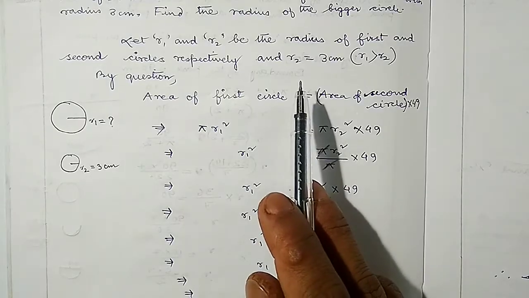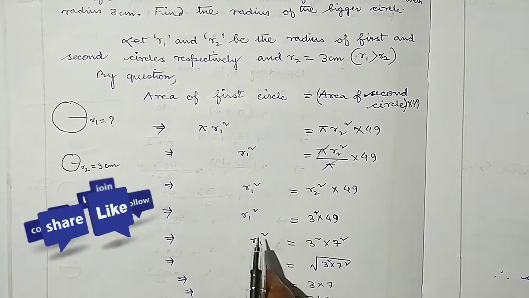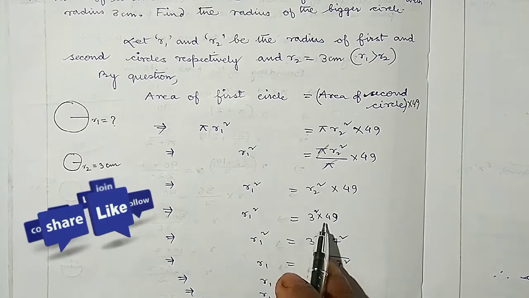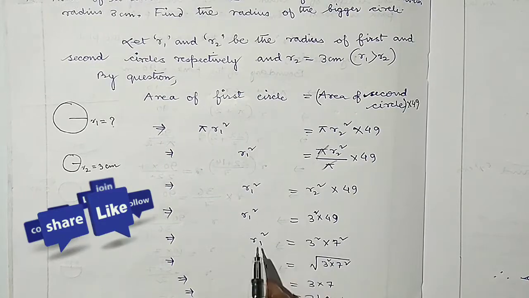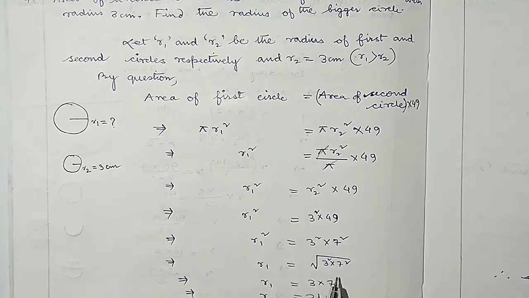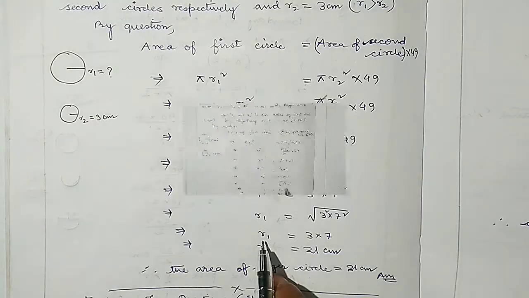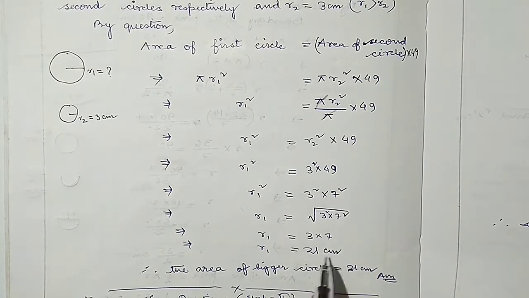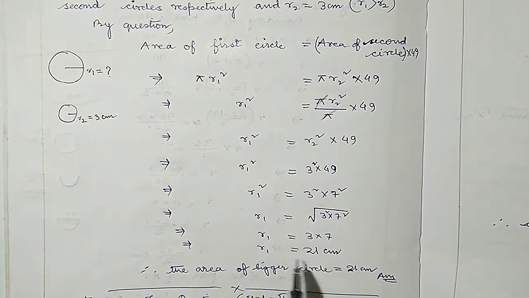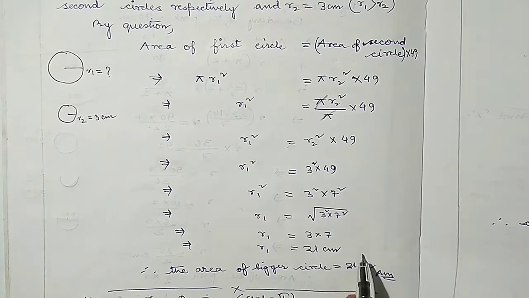As given in the question, r2 is 3 cm, so we can write r1 square is 3 square into 49. So r1 square is 3 square into 7 square. So r1 will be root over 3 square into 7 square. So r1 will be 3 into 7, which is 21. So the radius of the bigger circle will be 21 cm, and that's the answer.